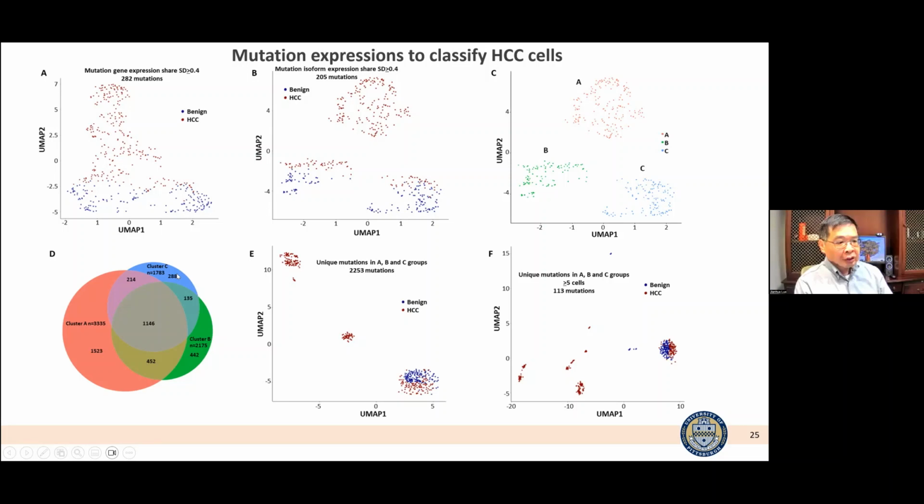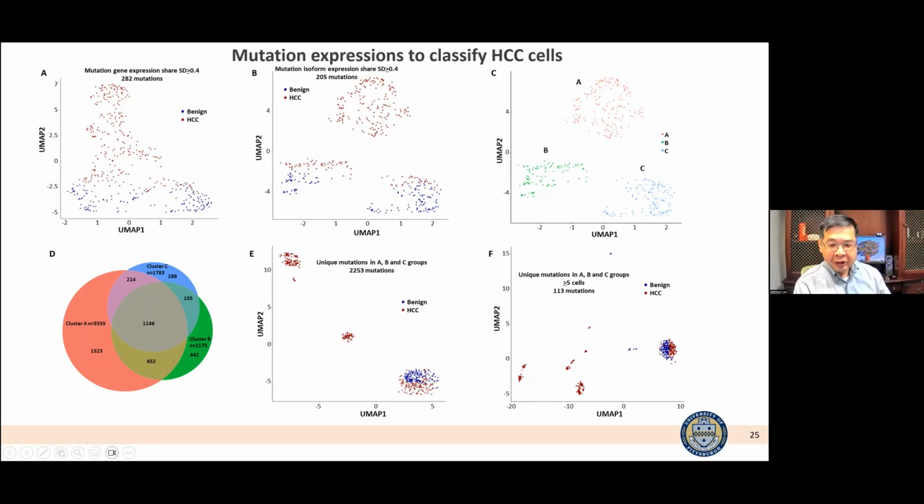We produce such a thing. You see the distance between them dramatically increases. There are four little clusters there, one, two, three, four, just good by eye. Next, we require that the cluster's isoform mutation be present in more than five cells. We get only 113 mutation isoforms. As a result, we have eight clusters here, one through eight.